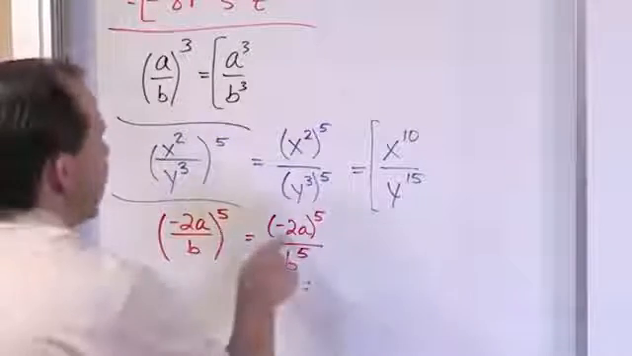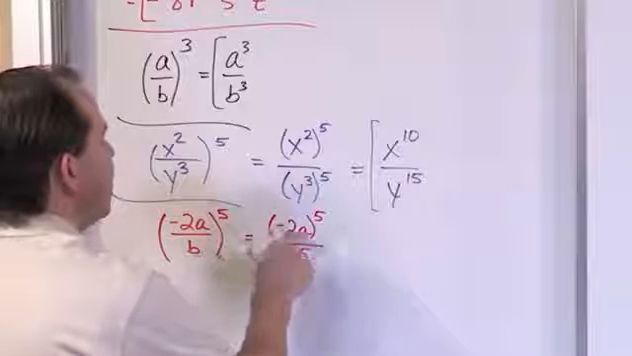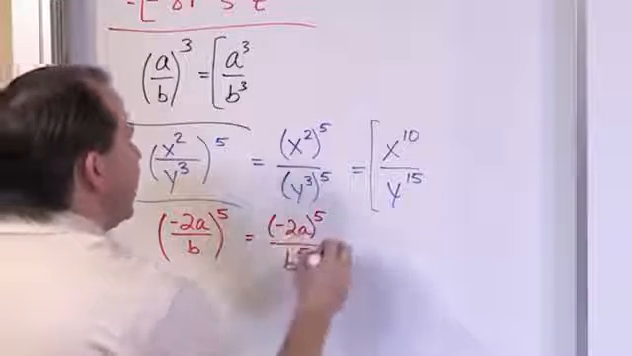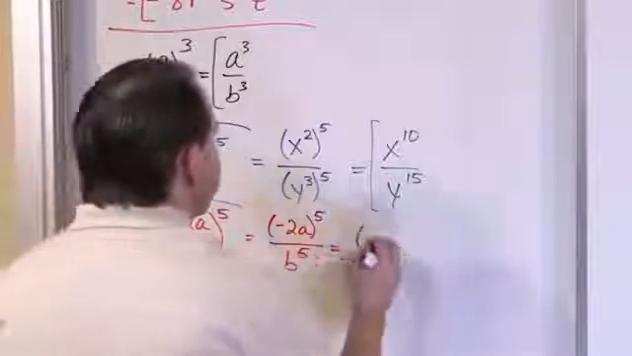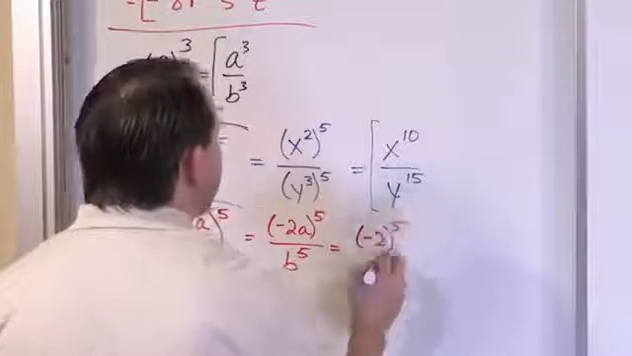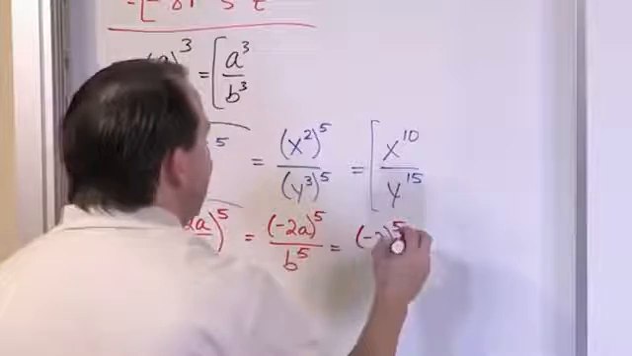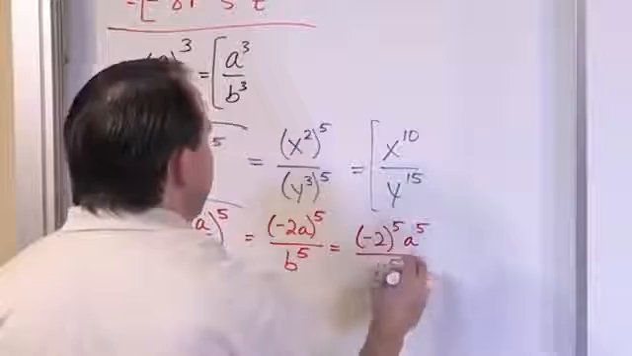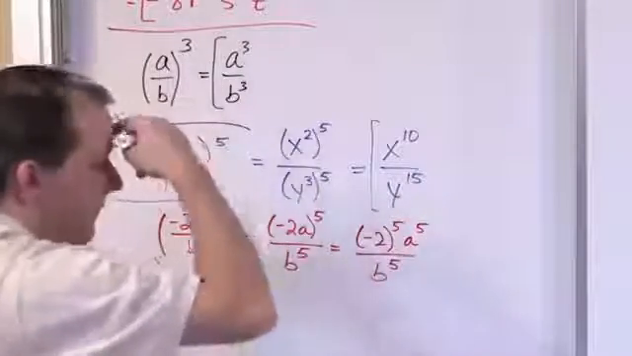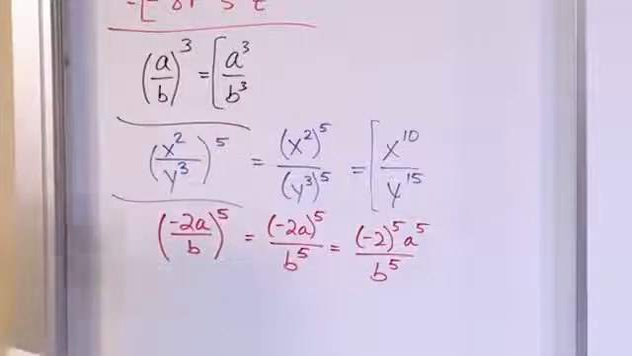Now, you should recognize the top. What do you do when you have lots of things inside of parentheses raised to a power? You distribute the power in. So really what you have is negative 2 raised to the power of 5, and then you apply it to the a. You have a to the 5, and then you have b to the 5, and you can't do anything with the a's and b's because they're different. So basically, this is the answer.